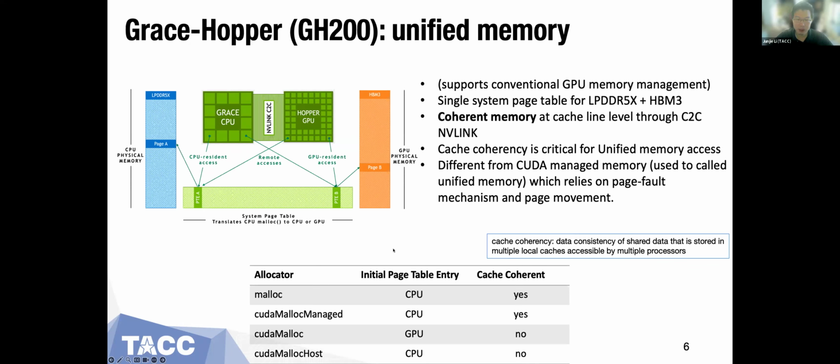Memory on Grasshopper can be allocated in many different ways. The table at the bottom shows you the behavior of different memory allocators. You can have the conventional malloc, just like you do for every C code, and also cudaMallocManaged. Both of these allocations are going to be unified and can be coherently accessed by both processors. While if you do just a cudaMalloc, that piece of data belongs to the GPU and cannot be accessed by the CPU, and cudaMallocHost is going to give you CPU-only data.